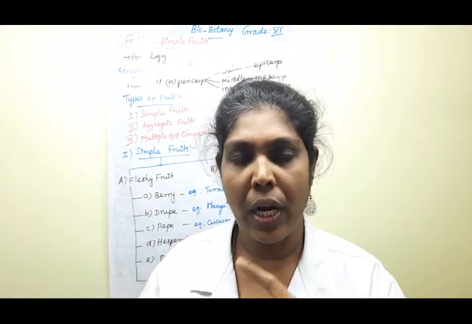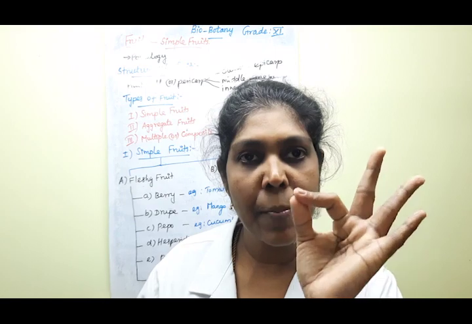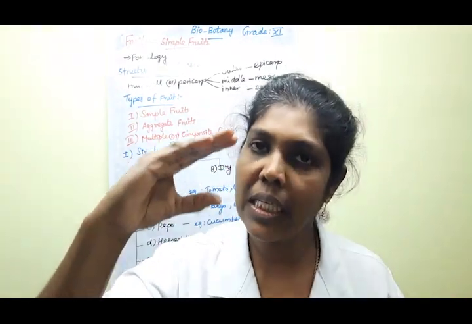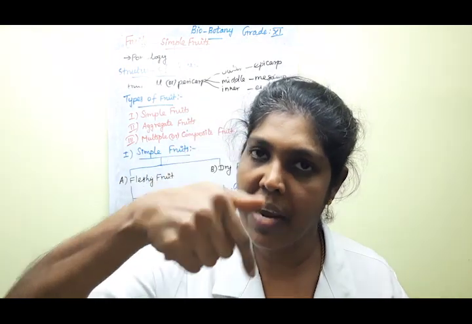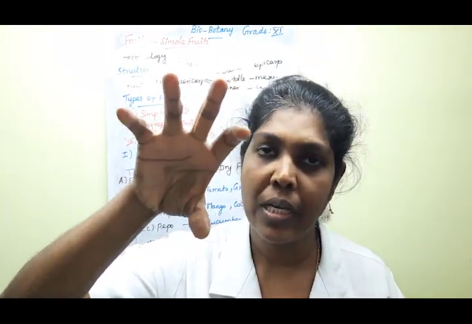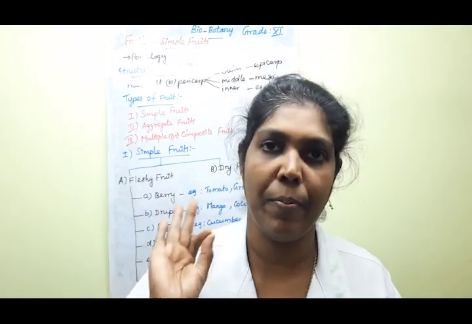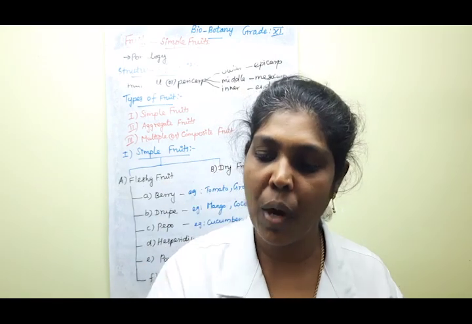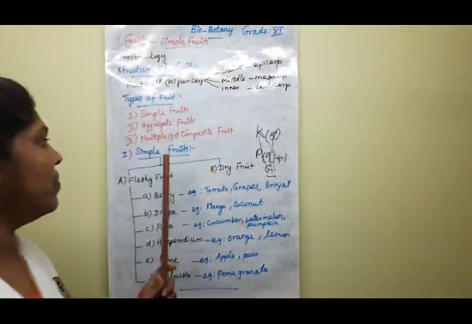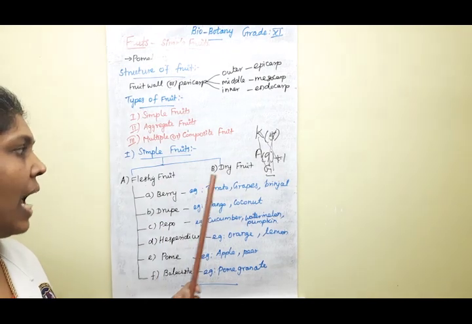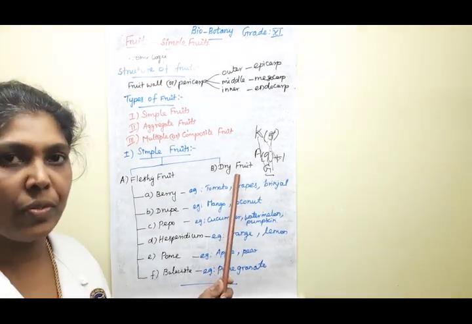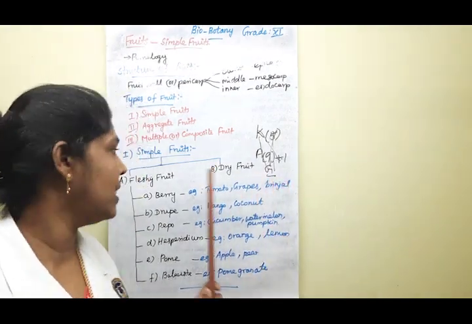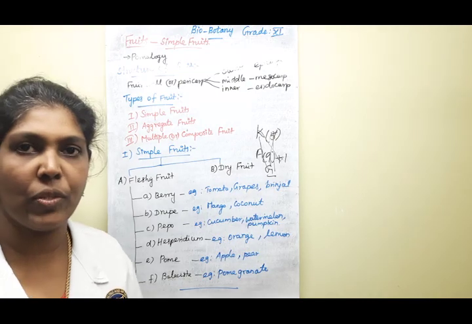Understood, ma'am? I already taught that. What do you mean by simple fruit? Simple fruit means the fruit that develops from a single ovary or single pistil. Clear, children? That simple fruit is divided into two. What are the two, children? Very good. The first one is fleshy fruit and the second one is dry fruit. Clear? In today's class we are only going to see the fleshy type of fruits.